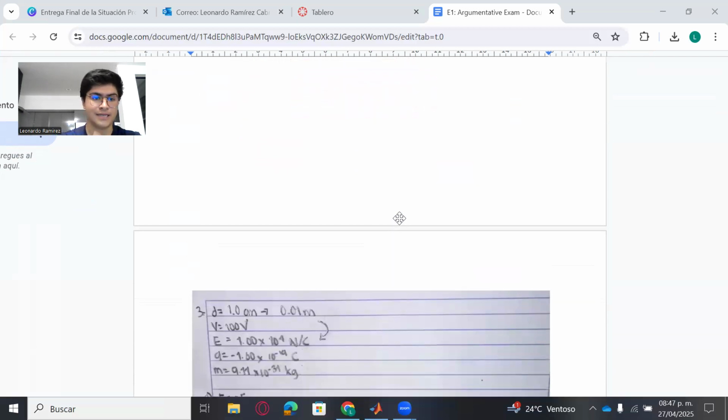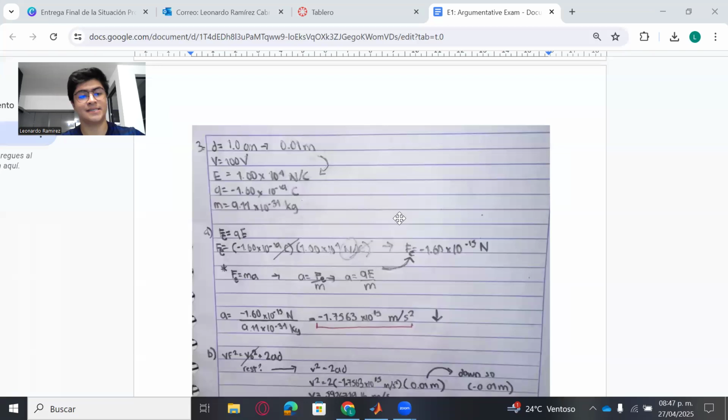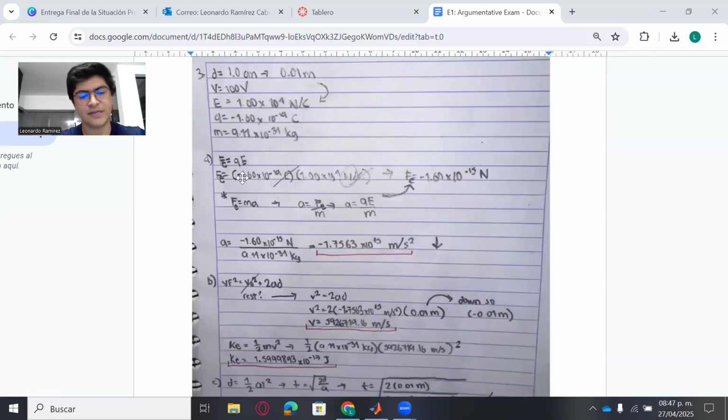So we can see that this has an approach with kinematics and kinematic formulas and values. First, it's pretty easy. We just equal the force to the charge times the electric field. And we have to remember that mass times acceleration is the same as force.